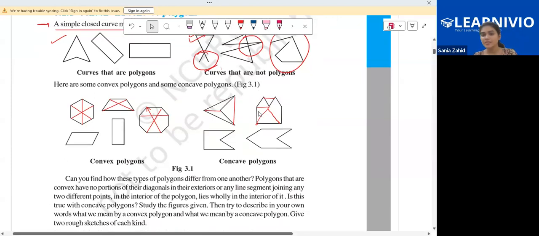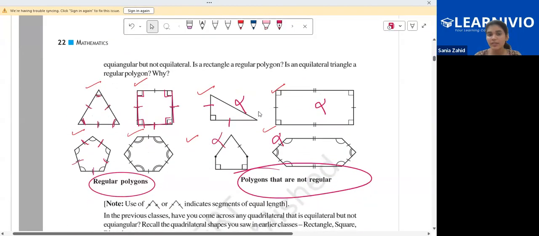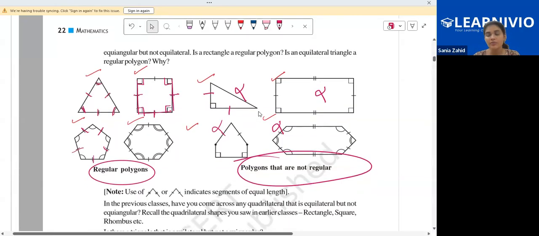Done? Shall I move ahead? Yes, ma'am. Now regular and irregular also you can write: regular, and then make one column for irregular. For regular you write same angles and same sides. For irregular you write some angles and sides might not be equal.